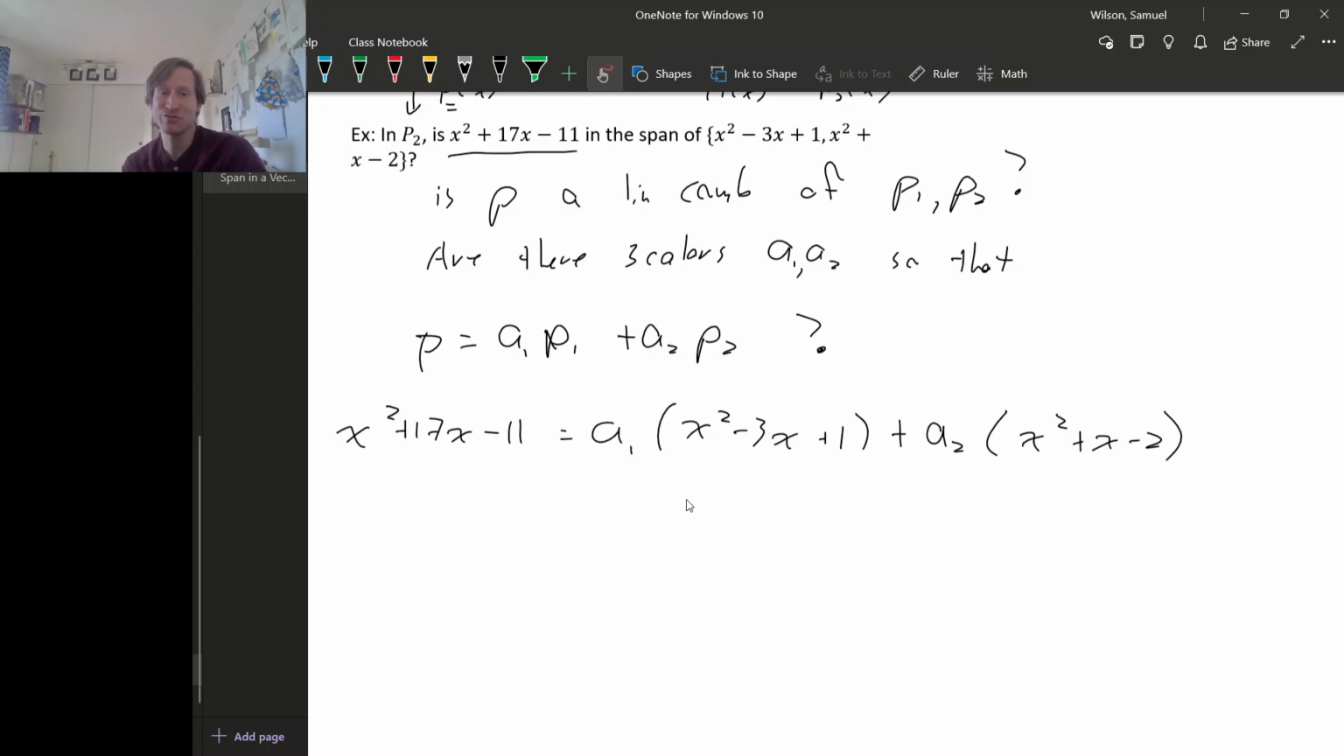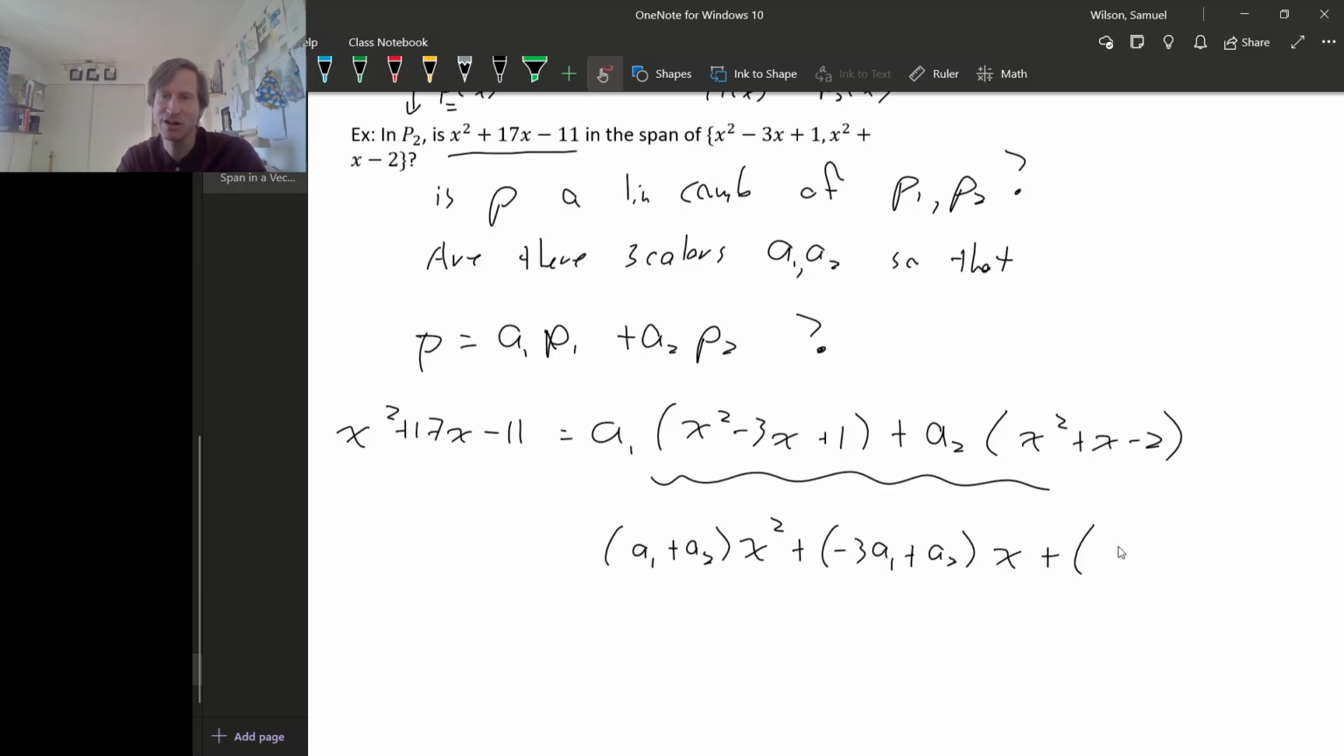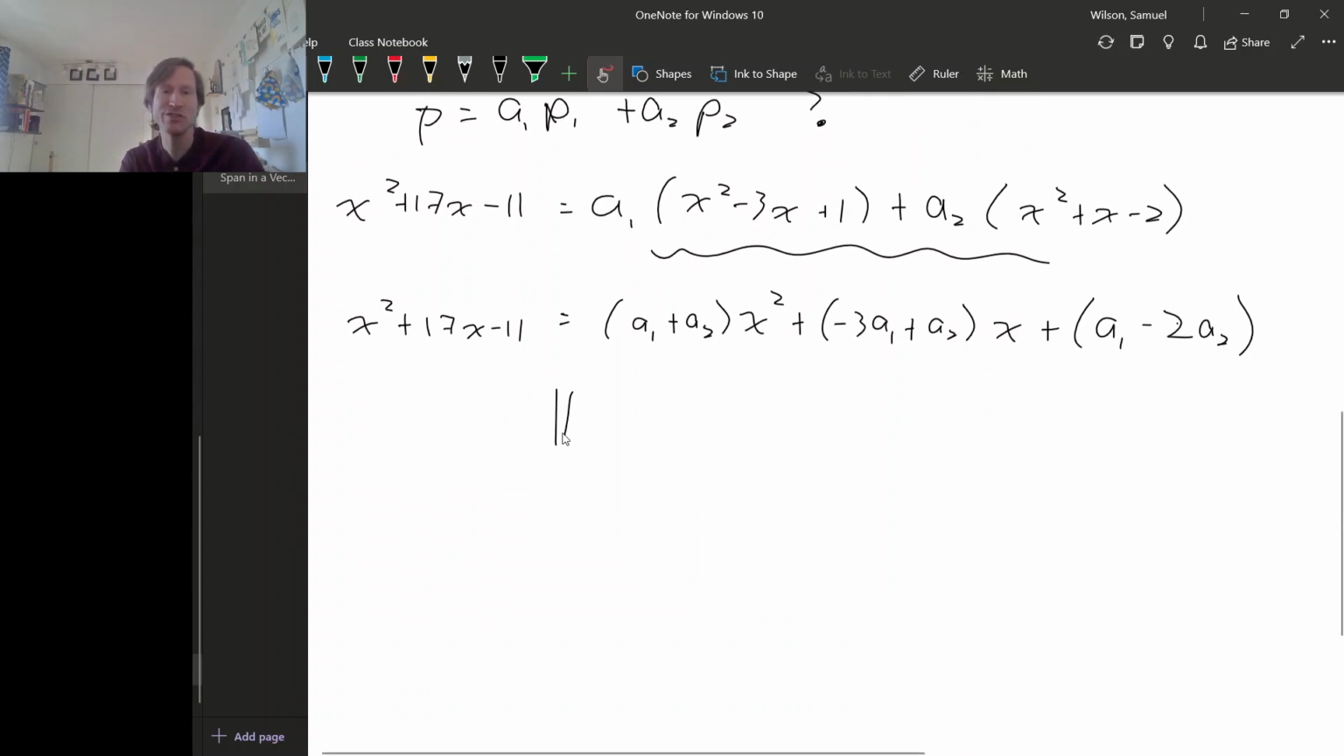So what we can do is just rewrite the right-hand side, gathering up like terms. When we do that, we get (A1 plus A2) times x squared, plus (minus 3A1 plus A2) times x, plus, for our constant term, A1 minus 2A2. We want to know, is it possible that this could be equal to x squared plus 17x minus 11? And since polynomials are equal exactly when their coefficients are equal, we can turn this question about polynomials into a question just about the coefficients.